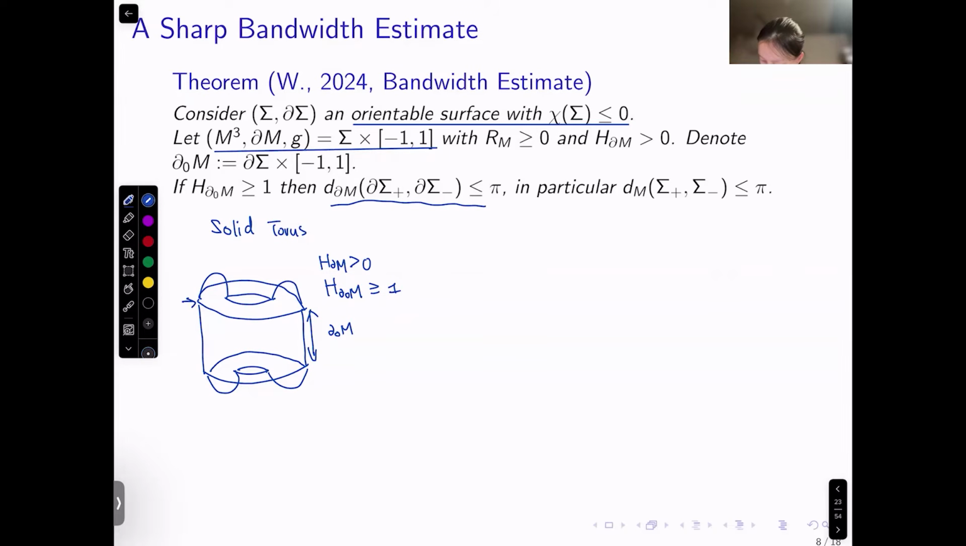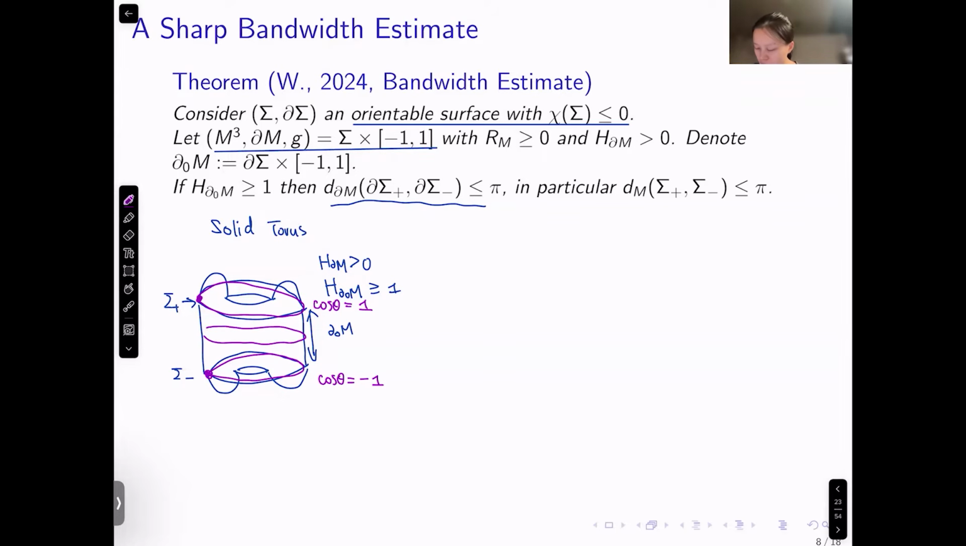So here is sigma plus, here is sigma minus. So what we are trying to prove is that, let me use another color. If these two parts are too far away at the boundary, then I can prescribe my cosine theta to be -1 here, and my cosine theta to be +1 here. And if the length is too large, then I can find a theta bubble inside that also has the same positivity condition. So let me call the theta bubble here sigma.